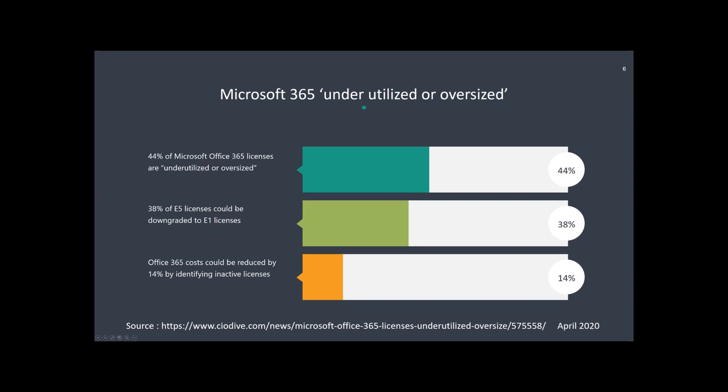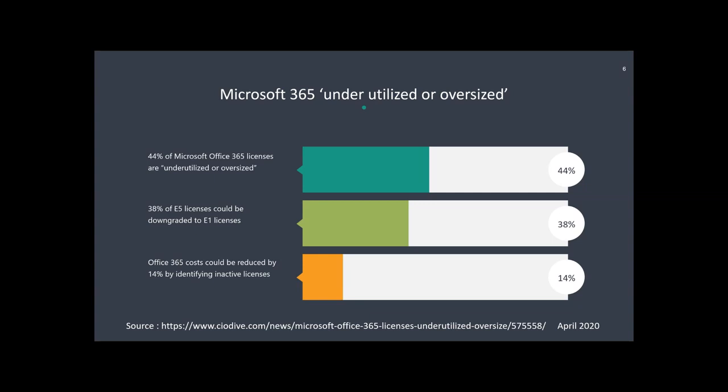Specifically, if we look at one of the most commonly used SaaS environments, Microsoft 365, we can see very clearly that this is an environment that needs to be managed better than it is. There's a link to the source for these statistics at the bottom of the screen there, but some research that was done in April this year shows that 44% of Microsoft Office 365 licenses are underutilized or oversized. So we're spending more on that than we need to, considerably more.